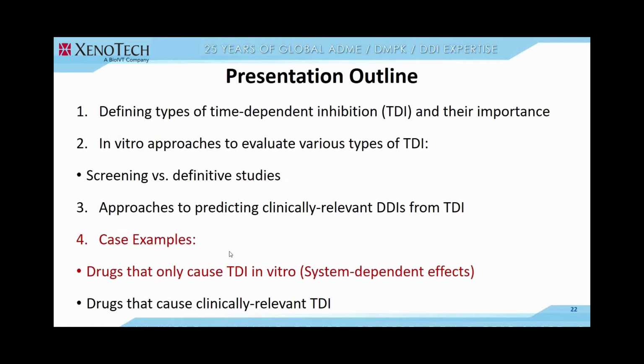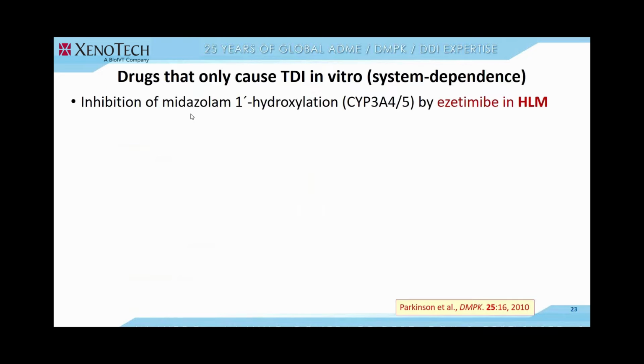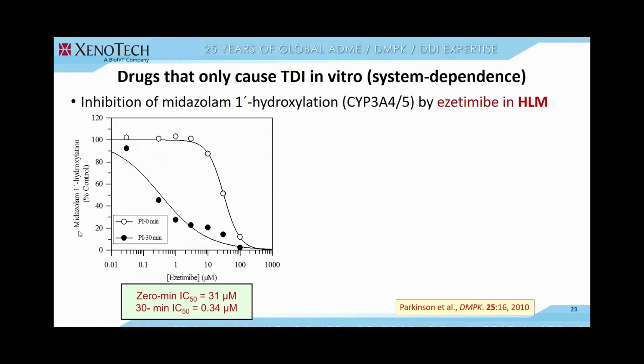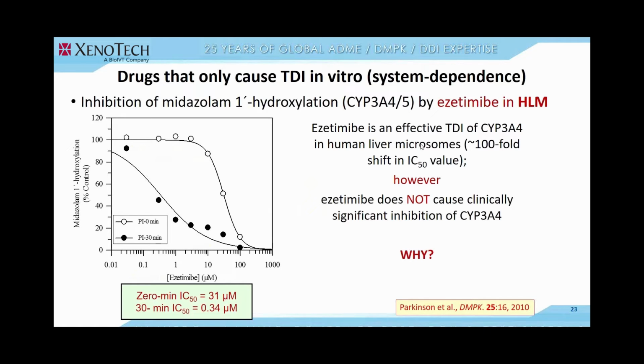So, drugs that only cause time-dependent inhibition in vitro could be an artifact of the in vitro system, or it could simply be a system-dependent effect. In other words, you need to choose the right test system to get the right answer. So first, I'll focus on inhibition of CYP3A4 by ezetimibe in human liver microsomes. And when you look at this by itself, you see this 100-fold shift in IC50 for a 30-minute pre-incubation with NADPH. So it looks like a pretty potent time-dependent inhibitor. And so it is an effective time-dependent inhibitor, but it does not cause clinically significant inhibition of CYP3A4.